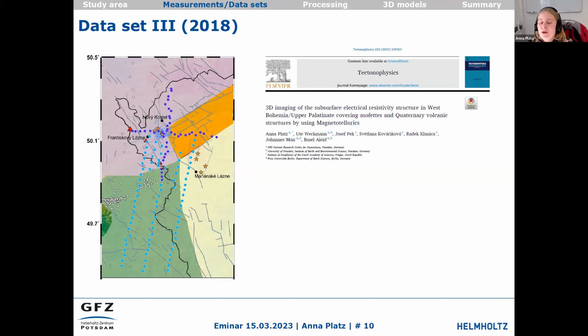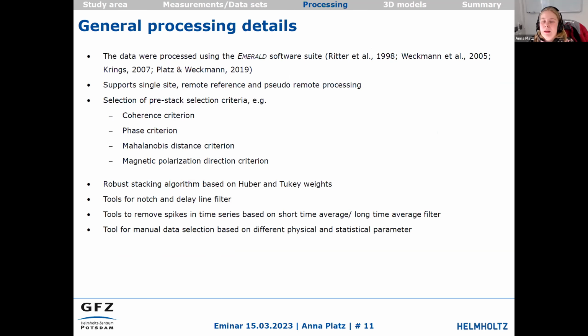Also, in this case, all data have finished processing, and the derived 3D model is also already published. On the next slides, I want to show you a lot of our processing examples in this area and the processing techniques which we used, and which of them helped us to improve the data. But first, I want to give you some general comments about the processing which we use.